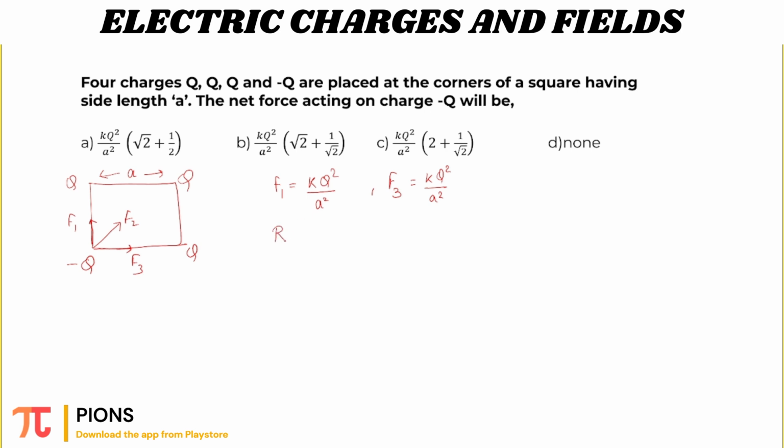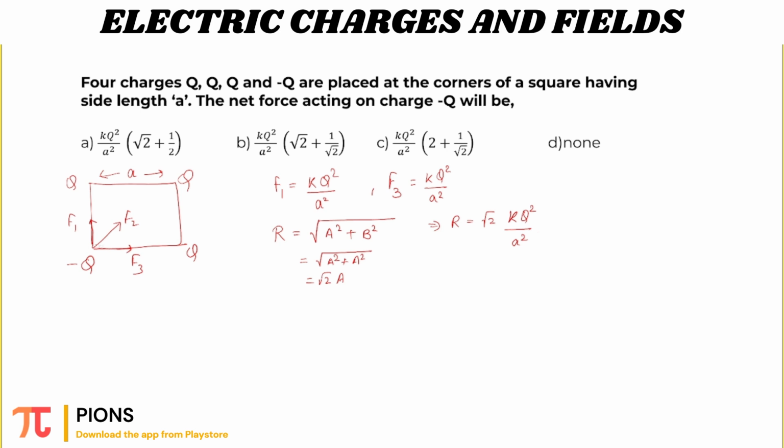Now the resultant of any two vectors which are perpendicular to each other, you can directly write it as A square plus B square. You can put it as A square plus B square plus 2AB cos theta, but theta is 90 over there. So cos 90 is 0. So here if A square and B square both are same, then we can straight away write it as A square plus A square, and that is nothing but twice of A square, which is root 2A. So adding F1 and F3, they are both same. So resultant of F1 and F3, that will be simply R will be equal to root 2. You can write any value because both are equal, K Q square by A square.